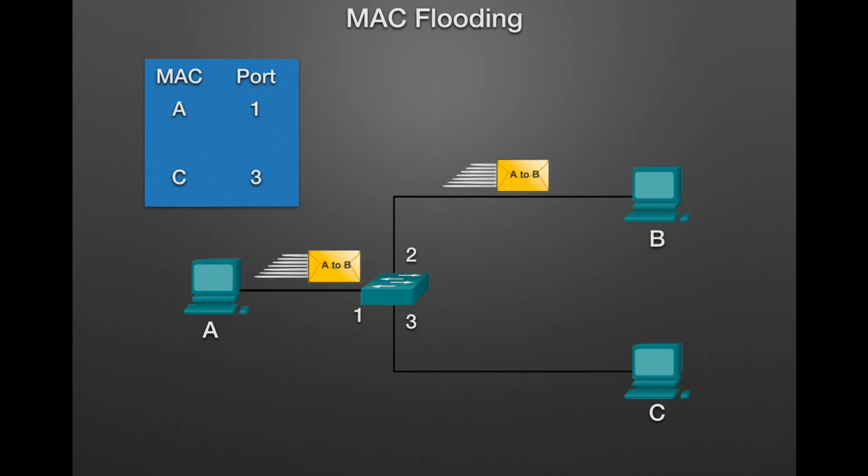But what's going to happen here is that the switch is going to learn where B is and fill it in the table. So next time A wants to send a message to B, it's not going to go through C, it's only going to get to B.